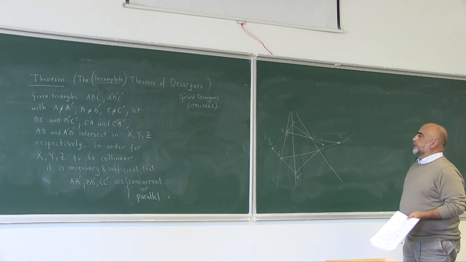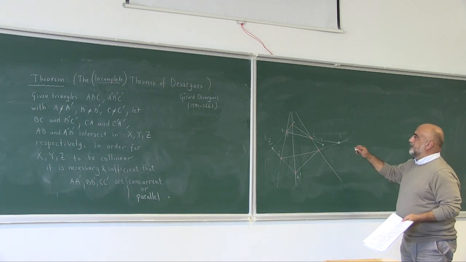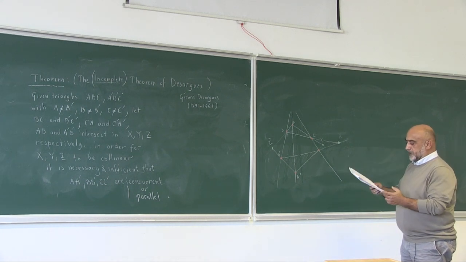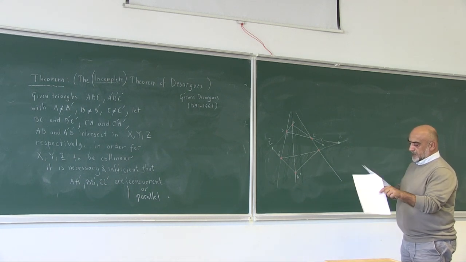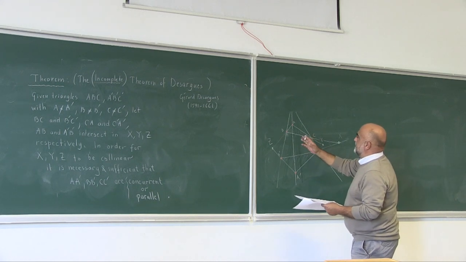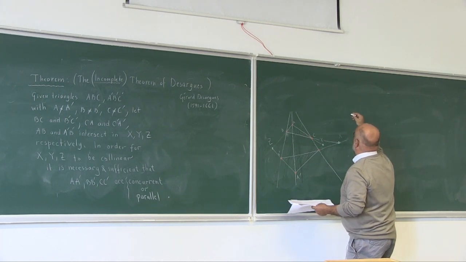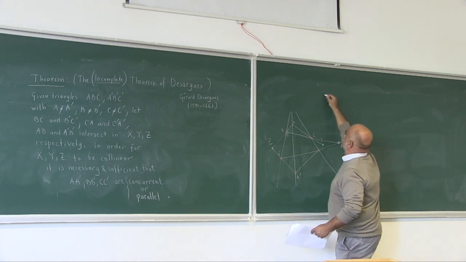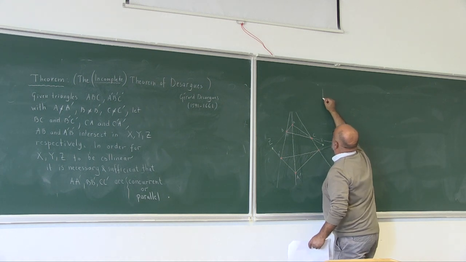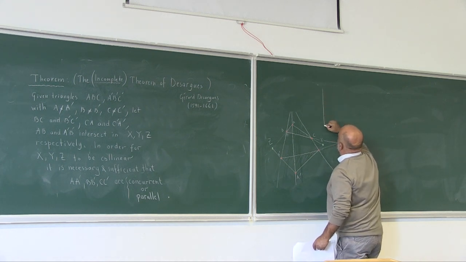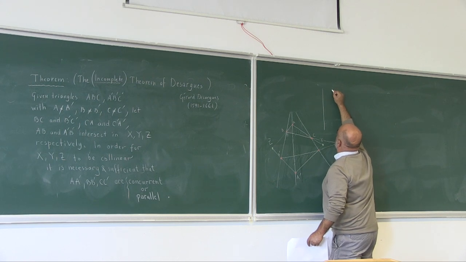I shall give you a proof. Okay, so let me also indicate the situation where perhaps you might like to see how AA prime, BB prime, CC prime may be parallel. Well, that's not too difficult, you see. So something like this is happening, like this, perhaps.